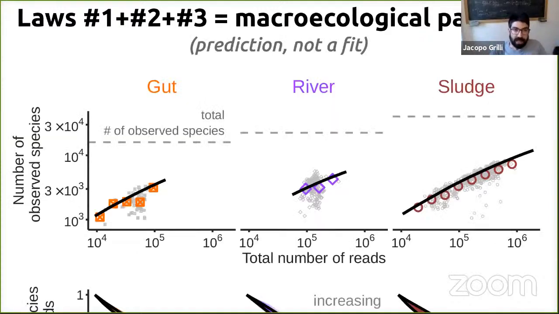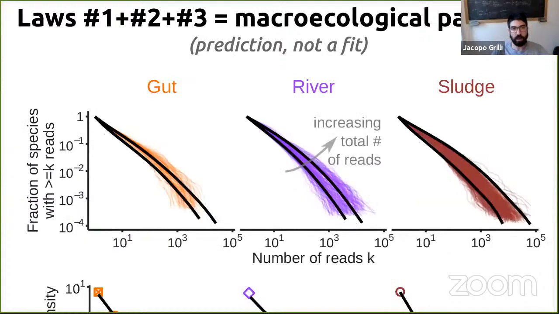So for instance, this is the number of observed species versus the total number of reads. The black line is the prediction. The colored points are the bin data, and the gray points are individual data. And again, this is not a fit. I'm not fitting any parameters specifically to this curve. And it works very well, both in predicting the trend and in predicting the value. You can look at the species abundance distribution, and the shape is well predicted. It also predicts well the effect of increasing sampling.